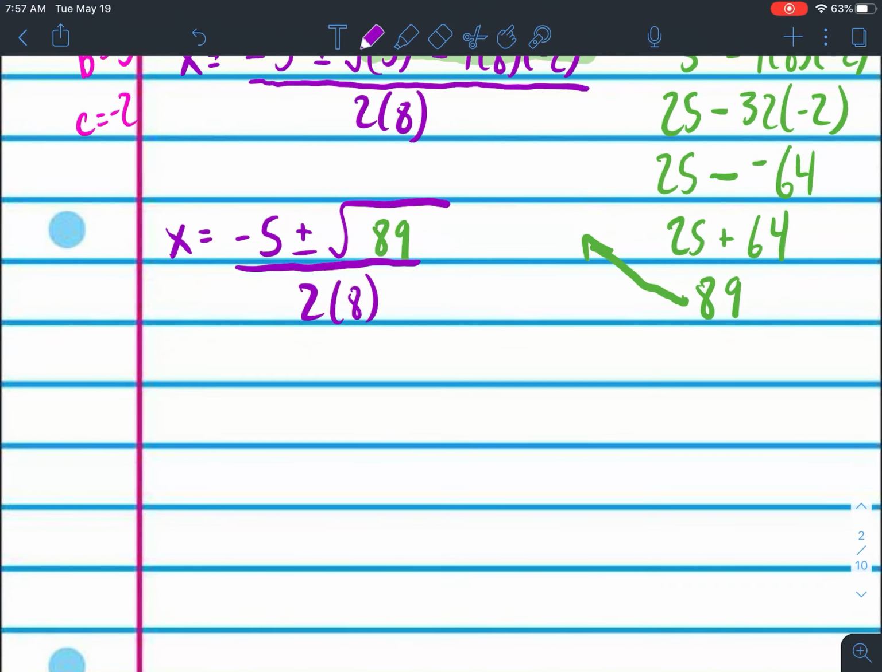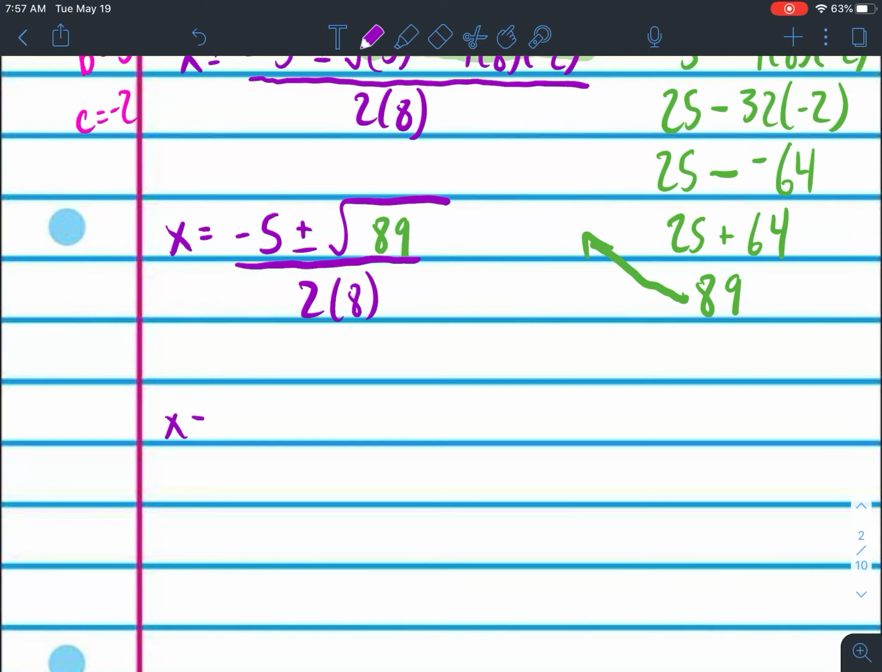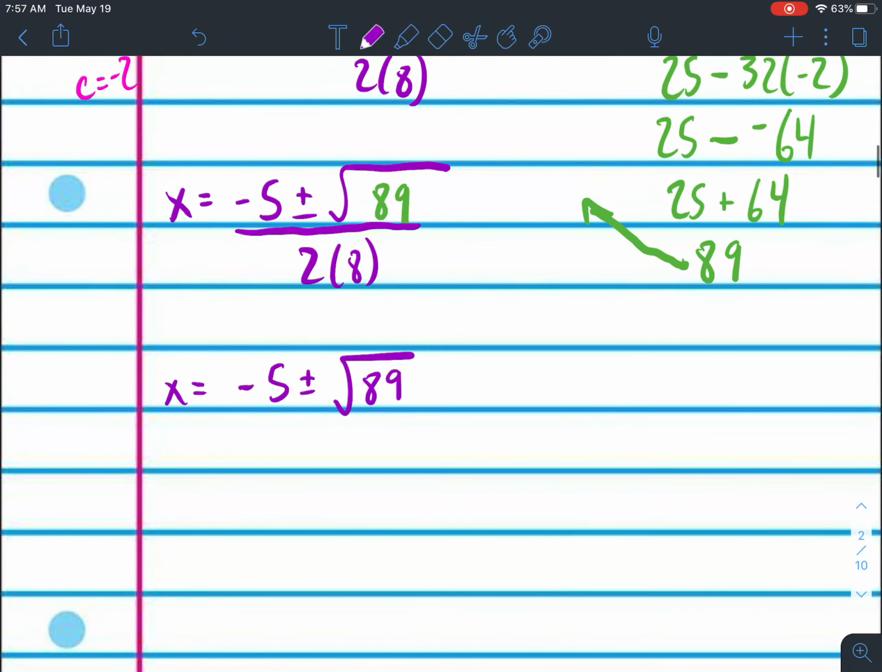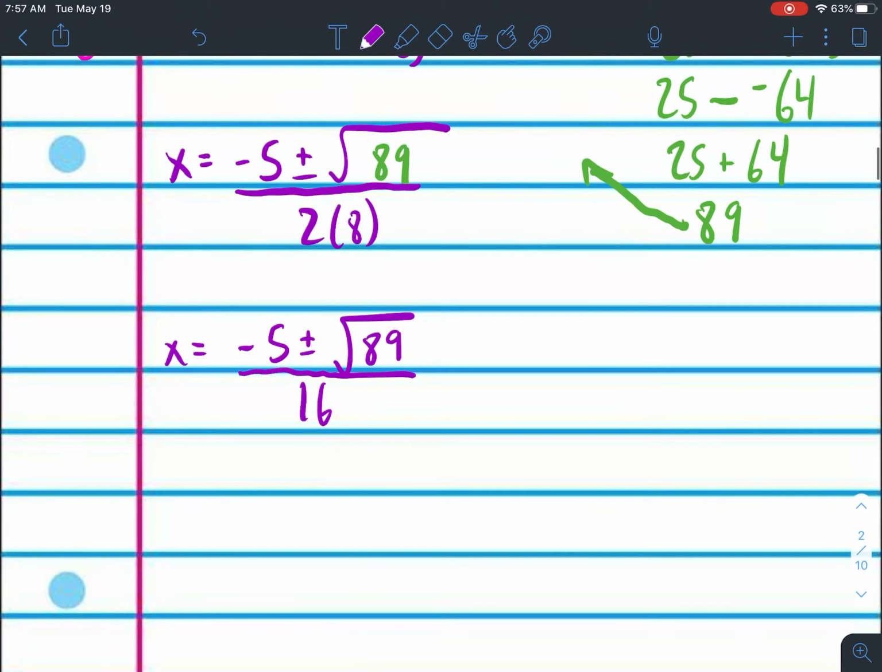Okay, so now that means x is equal to negative 5 plus or minus the square root of 89 over 16. Okay, now for right now, I know I showed you guys practicing reducing down the roots where you do the whole factor tree, but right now I just want you to get here. If you can get to this part right here, you are golden.